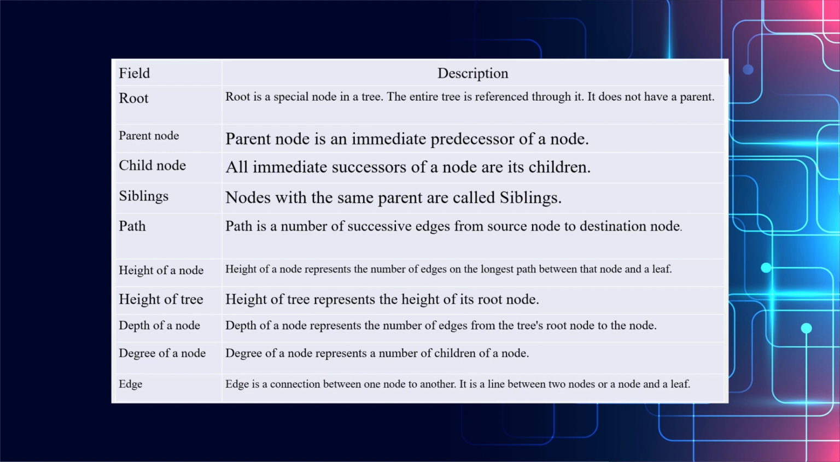Next field is edge. Edge is a connection between one node and another node, or we can say one vertex to another vertex. It is a line between two nodes or a node and a leaf. So, one way you can understand the concept of level of nodes or height of the nodes.